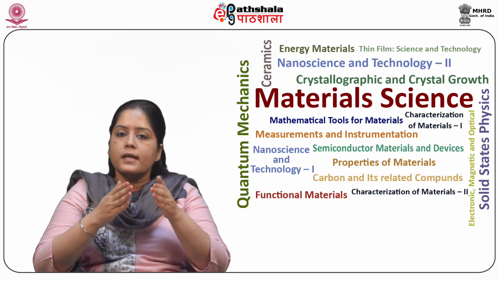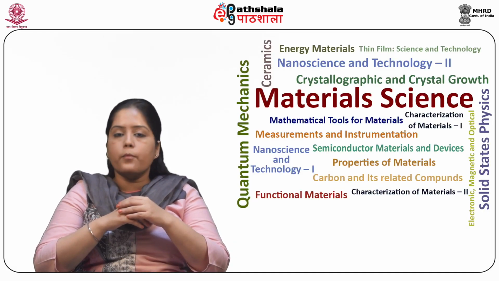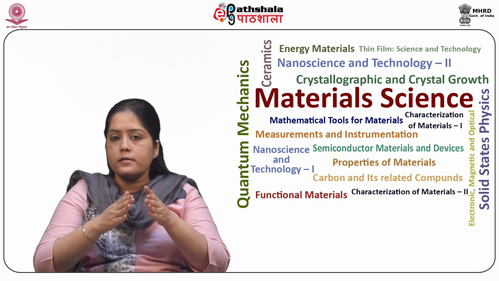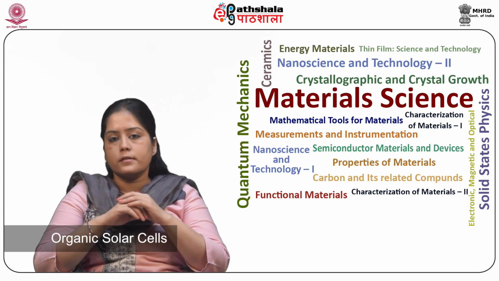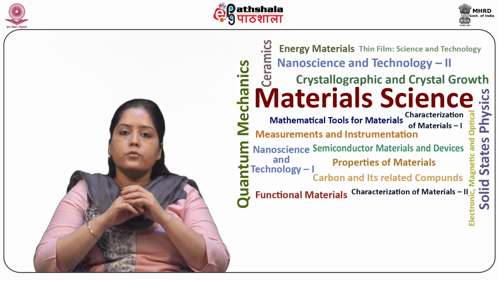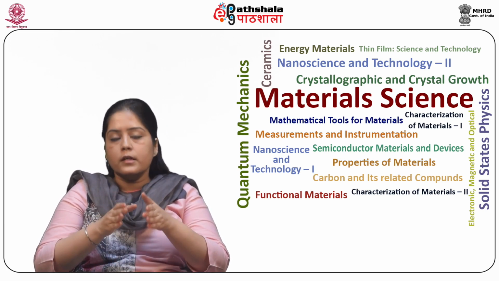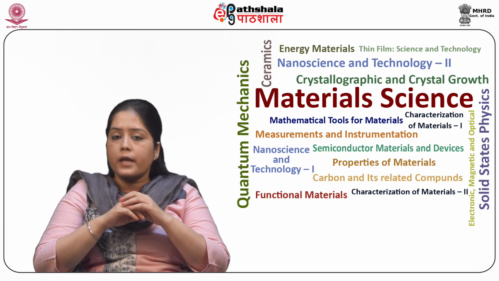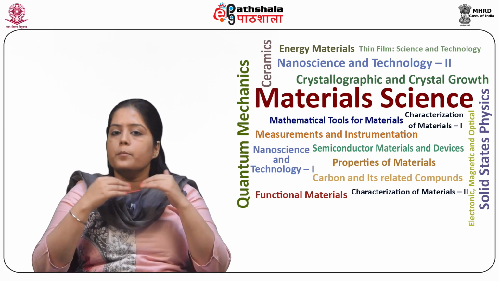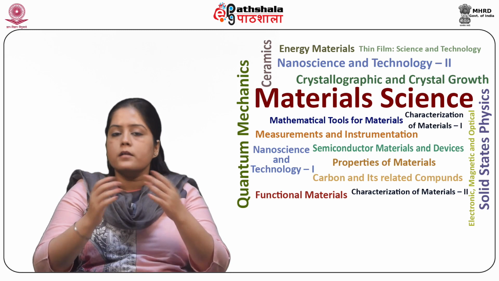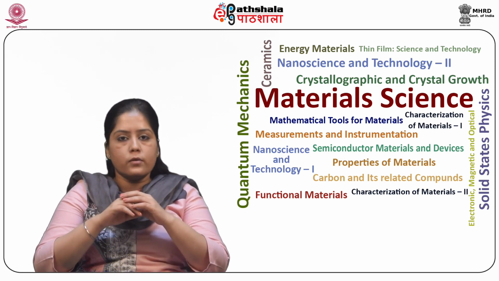Now students, let us discuss another important application of conducting polymers, that is organic solar cells. In 1986, C.W. Tang discovered that organic semiconducting materials can be used to create a p-n junction solar cell. These organic solar cells also have certain advantages.